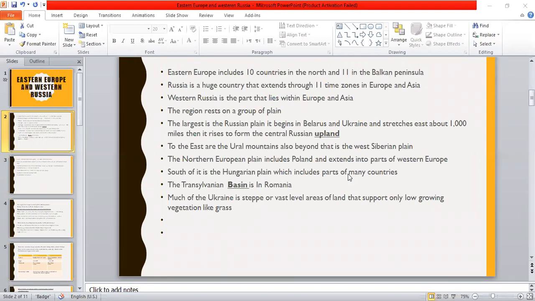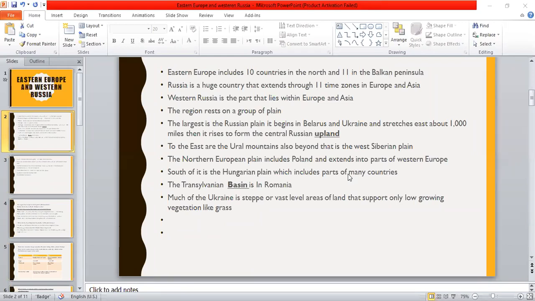If I ask you why the rivers are important in any country, you will tell me these two reasons. They are considered a very important way of transportation, and at the same time, a very good way to create electricity because of the hydroelectric power. So also, like any region, Eastern Europe and Western Russia has its share of rivers.